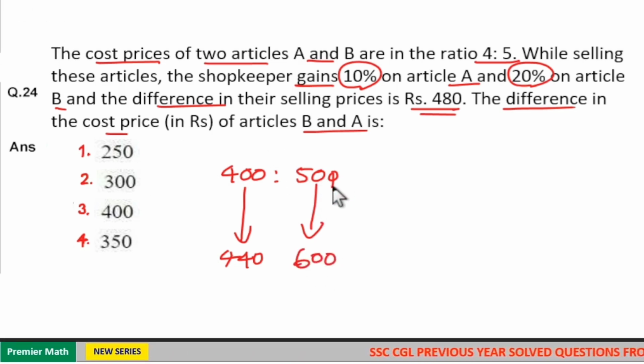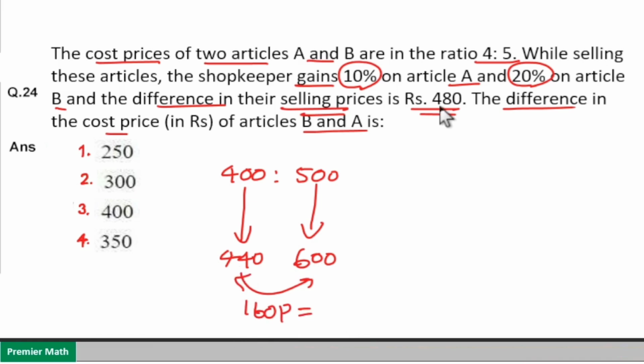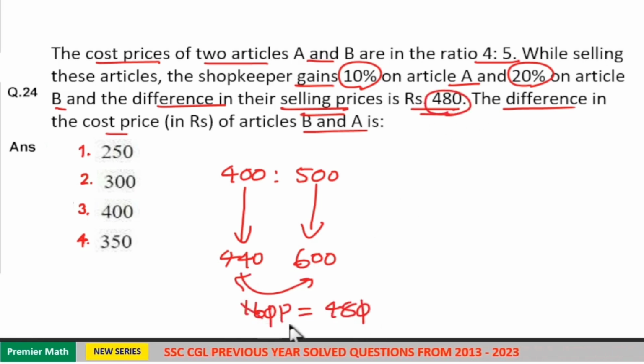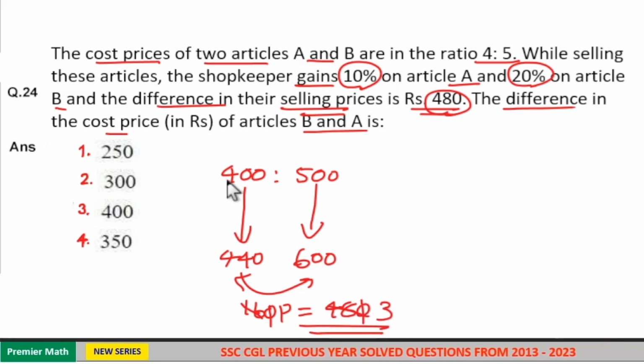Now the question says the difference in selling price is 480. Here the difference in ratio is 600 minus 440, that is 160 parts. So this 160 part is given as 480 in the question. Now 0 cancel, 16 goes 3 times in 480. So 1 part is equal to 3. Here we need the difference between cost prices.